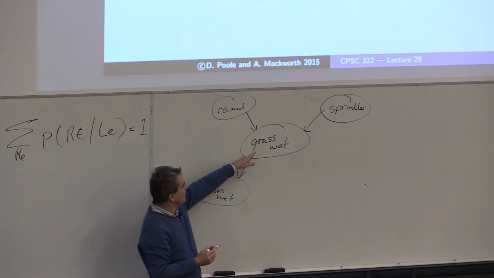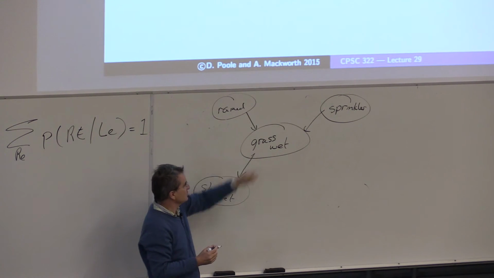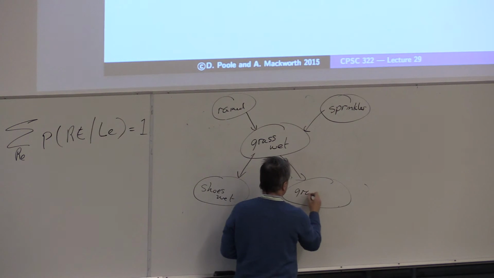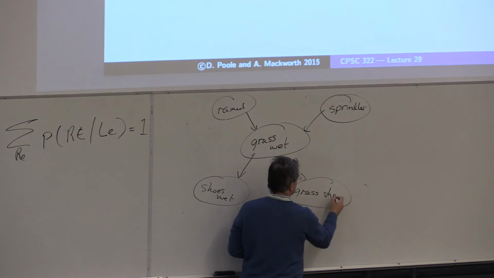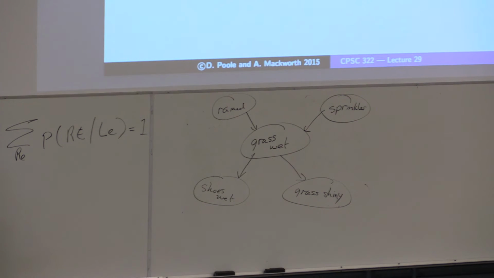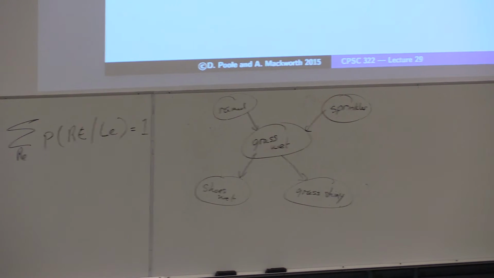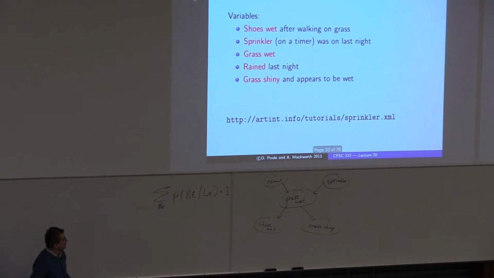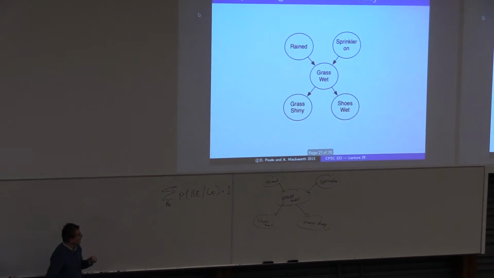And the grass is shiny doesn't depend on whether it's wet. So the grass is shiny. So that's a sort of network that you would build. Okay, any questions about that? So now let's suppose, you can run it there.